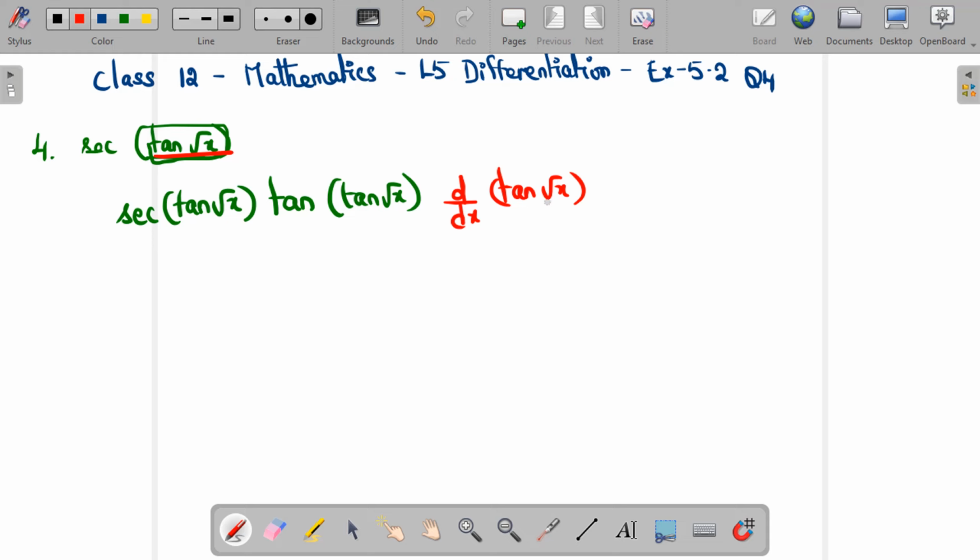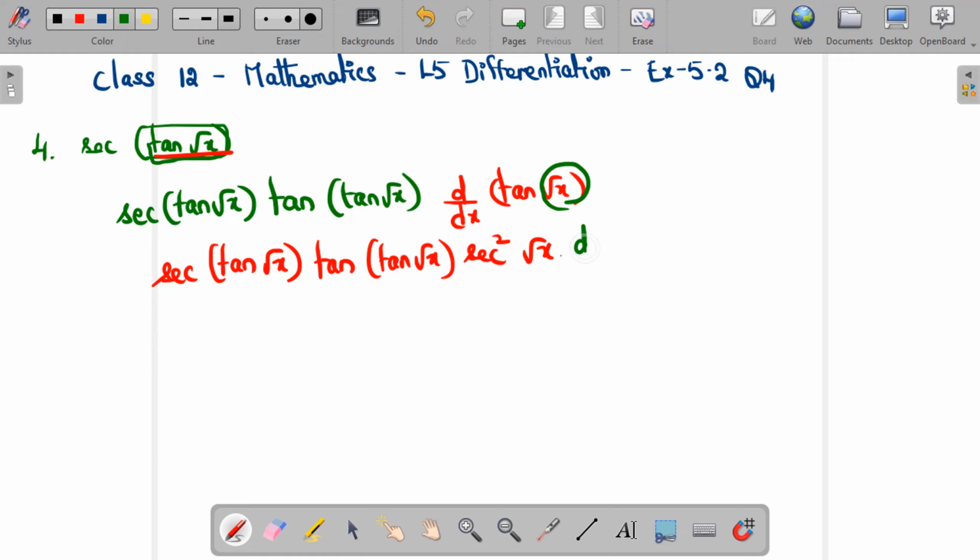Now tan's differentiation is going to be secant squared. So let's first write this out. So this I'm going to retain as such. So secant of tan root x into tan of tan root x into d by dx of tan root x is going to be equal to secant squared root x. Again, you need to treat root x as another function, so into d by dx of root x.